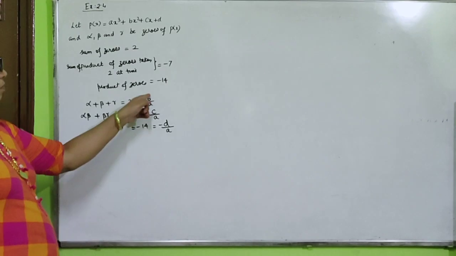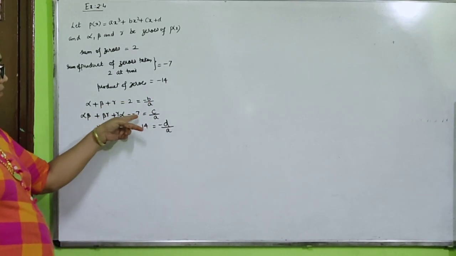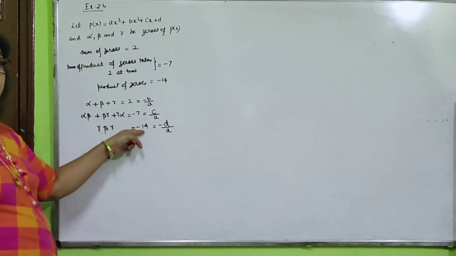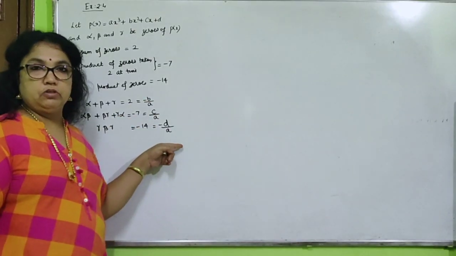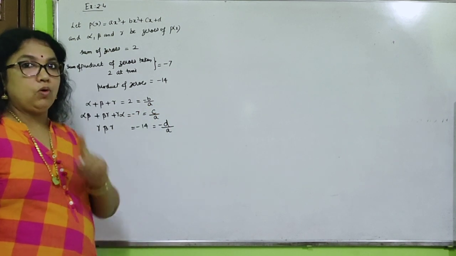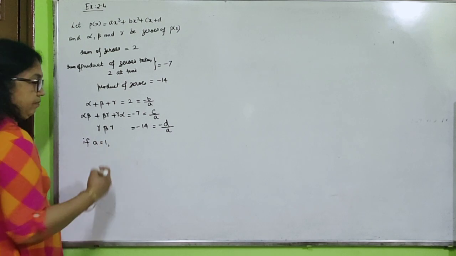So minus b by a equal to 2. 2 you can write as 2 upon 1. Minus 7 also you can write as minus 7 upon 1. Minus 14, how can you write? Minus 14 upon 1. In this one, in all ratios the denominator is a. So what value can you take for a? 1. So if a equal to 1.